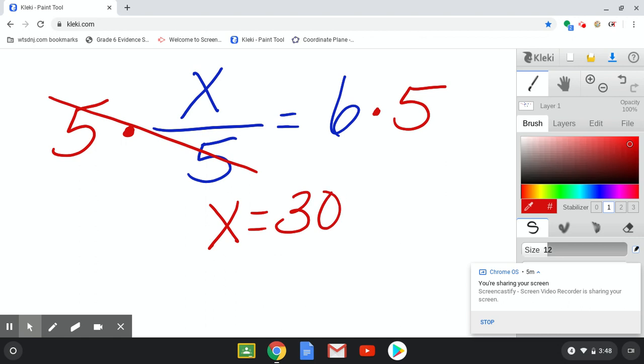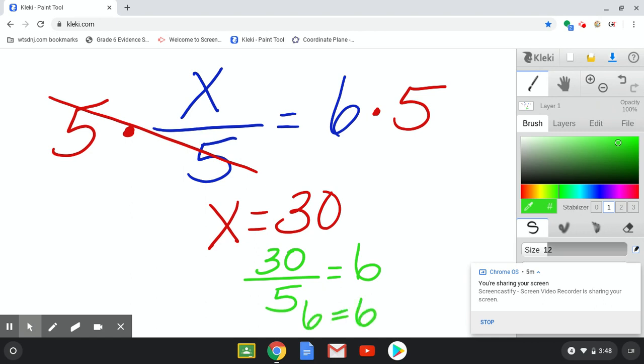I'm going to go and check my answer by plugging back in 30 for x. So if I do 30 divided by 5, we're going to see if that equals 6. Well, 30 divided by 5 is 6. 6 is equal to 6. I know my answer is correct.